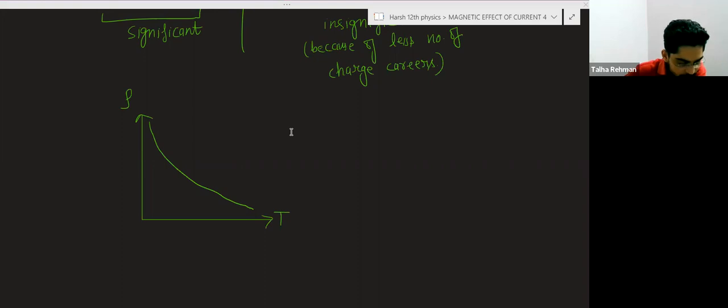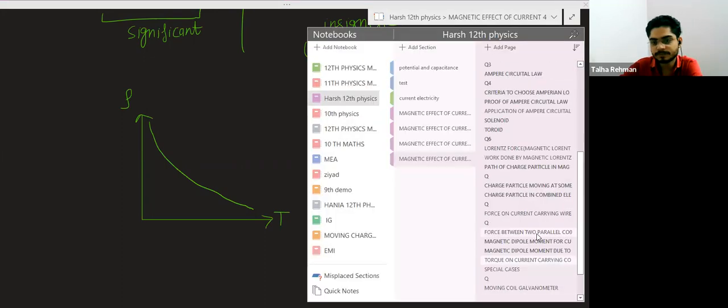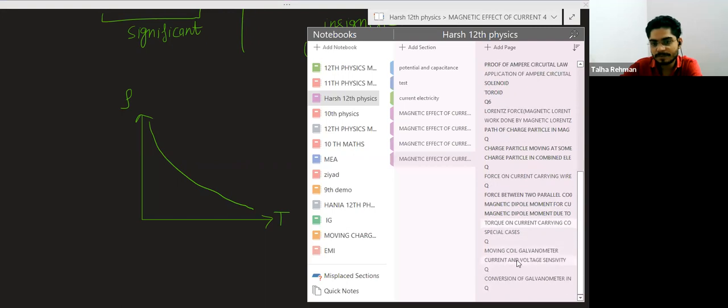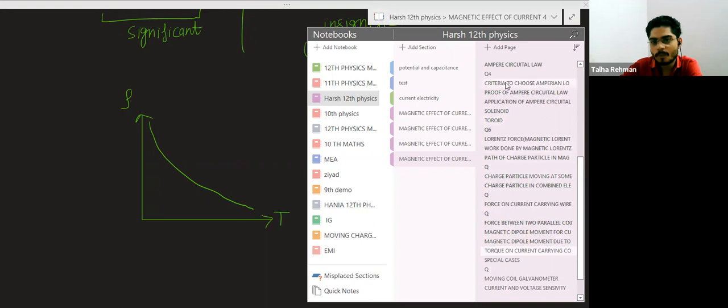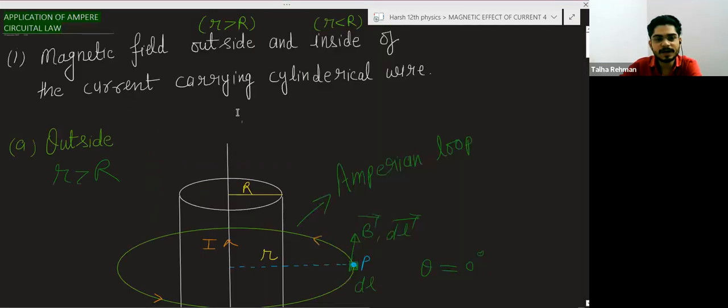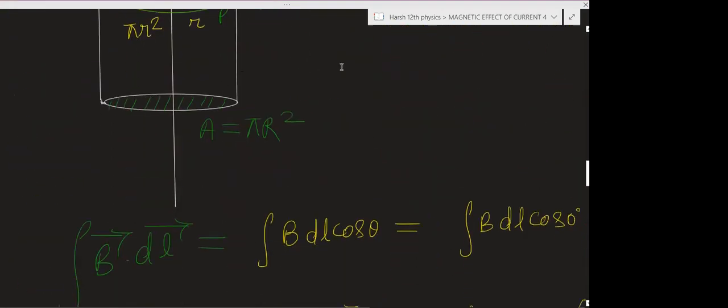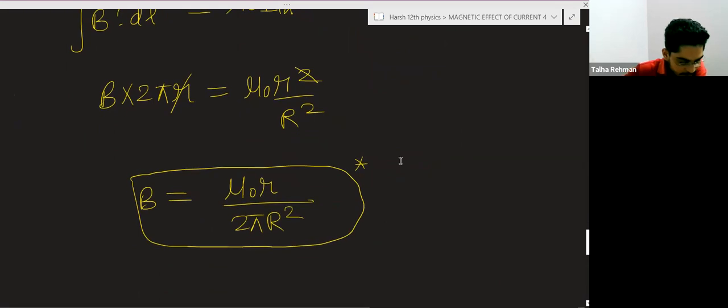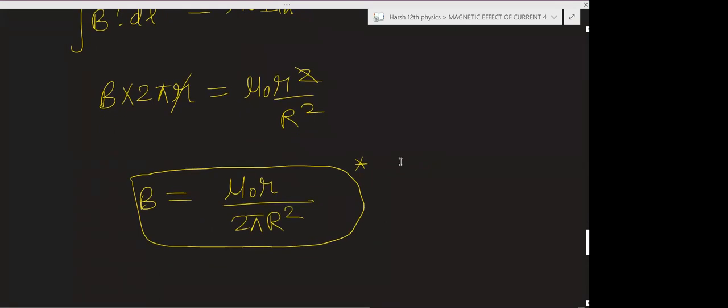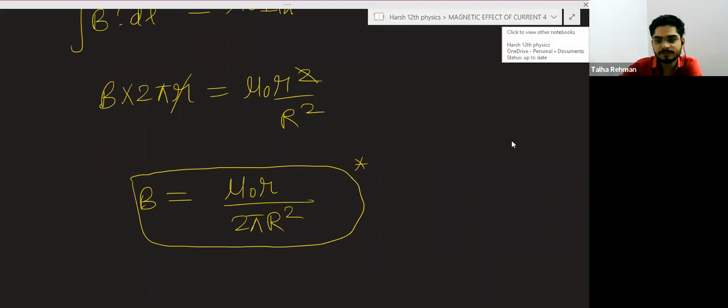So the next question is using Ampere's circuital law. I have completed this part here. You can see from here also. And the next part is to derive the formula for force between two parallel conductors. Yes, sir, we did that in the last class.